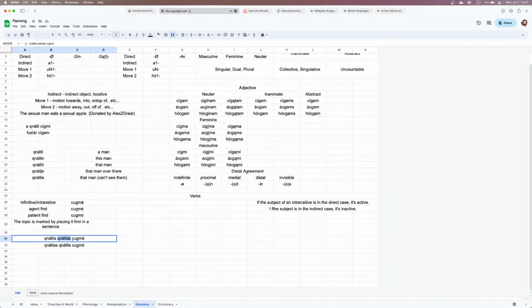So, knatlis fuslars, tugme, fuslars, knatlis tugmo: the man eats the apple, and both of these sentences mean that. Does that make sense?